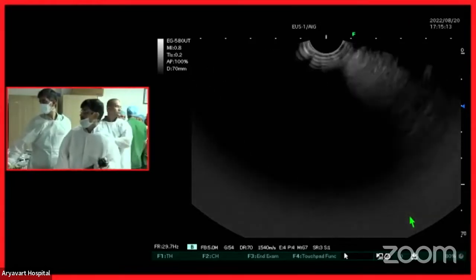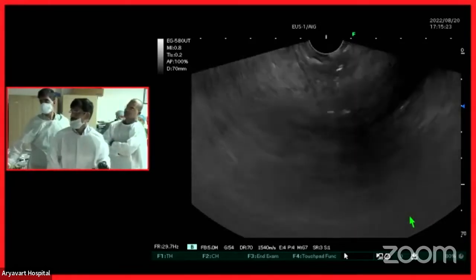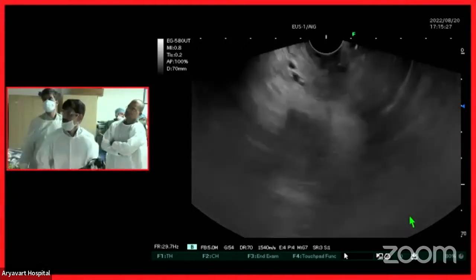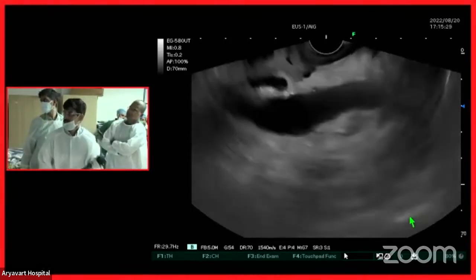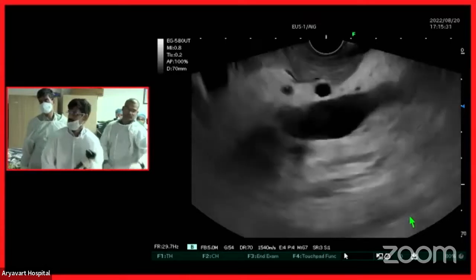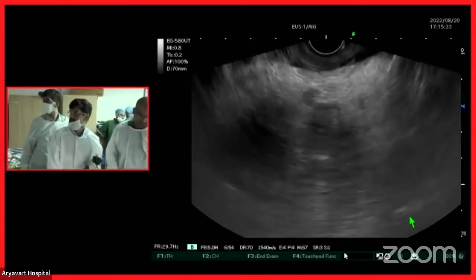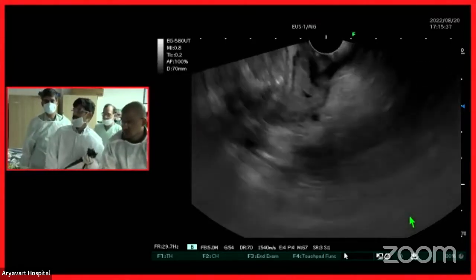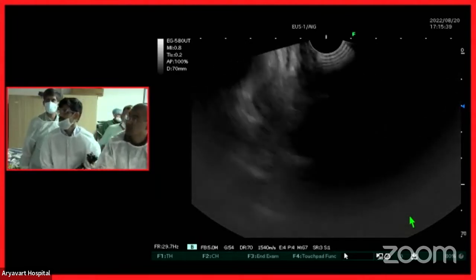So I need to go to the point of interest now, into the duodenum. Just turn the patient, please. Just turn the patient a bit, left lateral, left side, just for me to enter.